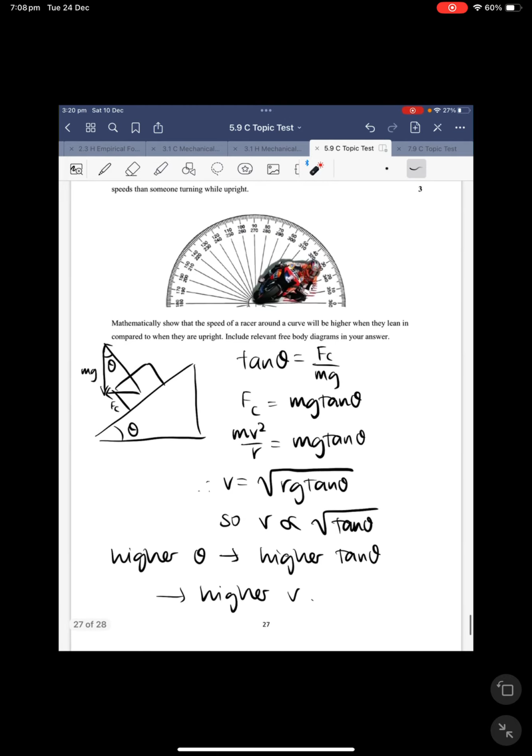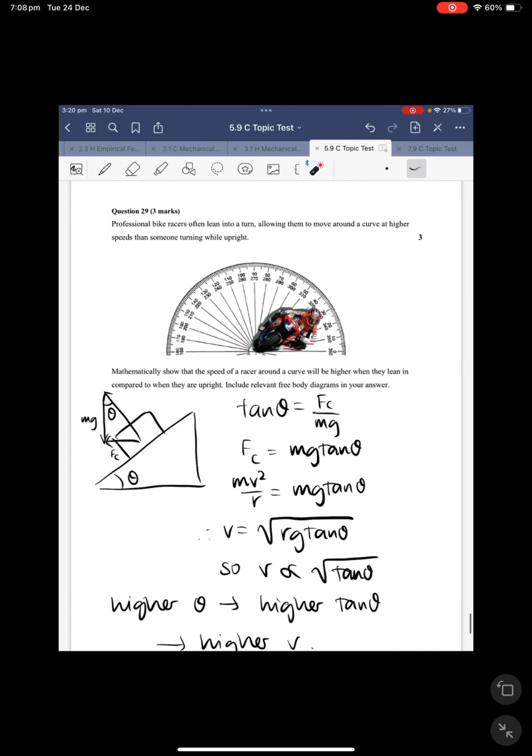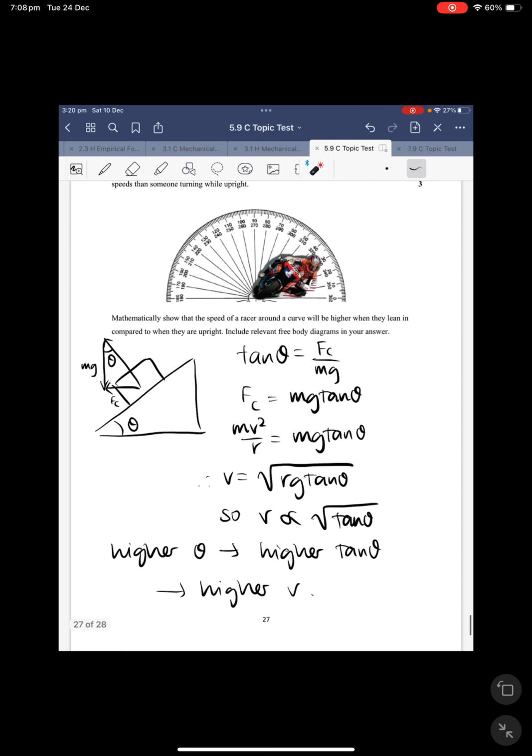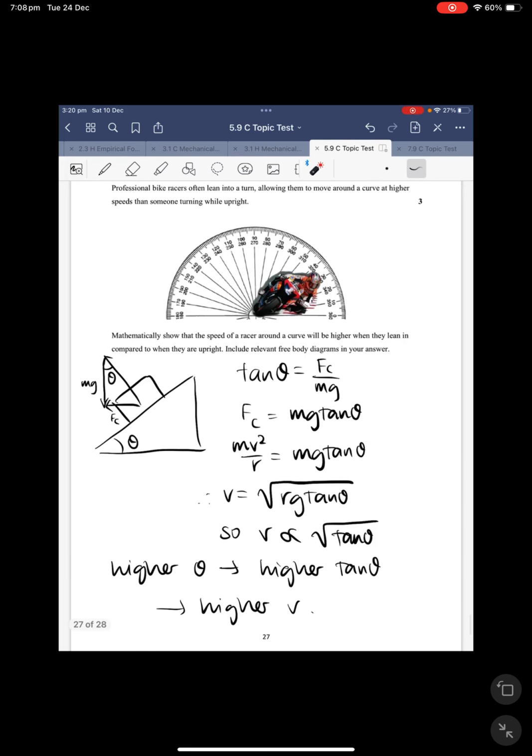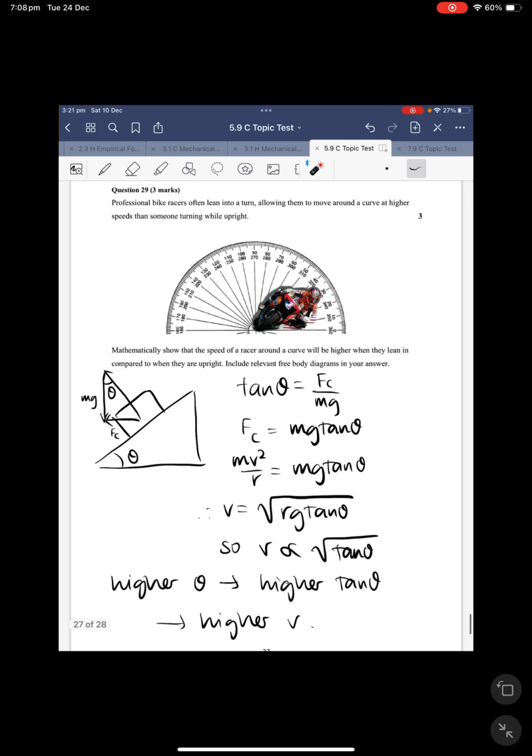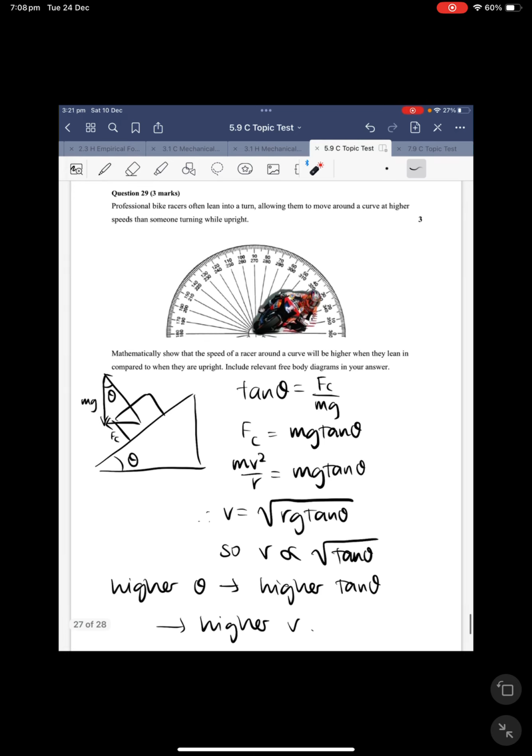Alright, going on to the second last question here, we have another banked track, and in fact this is where we prove the formula that v squared equals rg tan theta. Essentially, we have to show that the speed of a racer around a curve will be higher when they lean in compared to when they are upright. Include relevant free body diagrams in your answer.